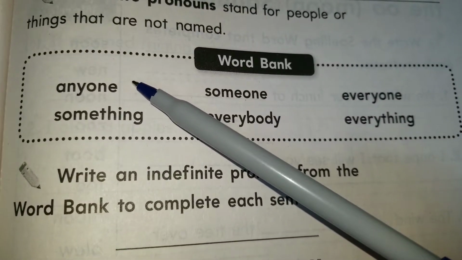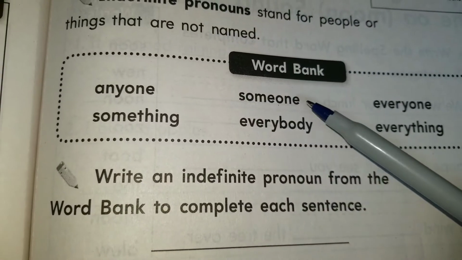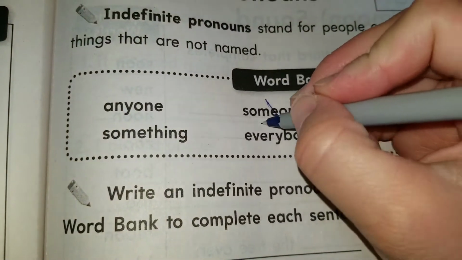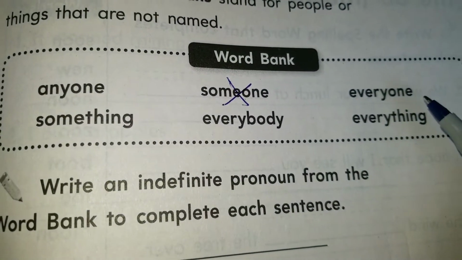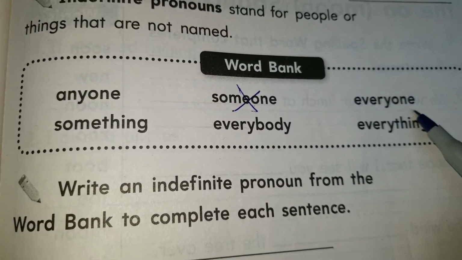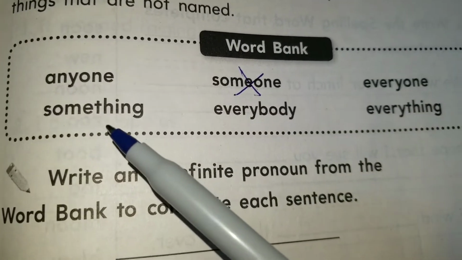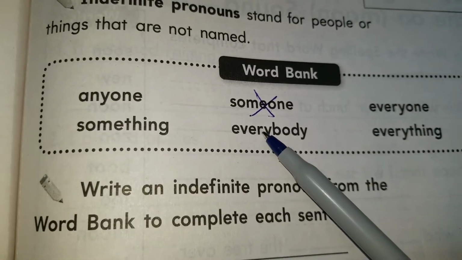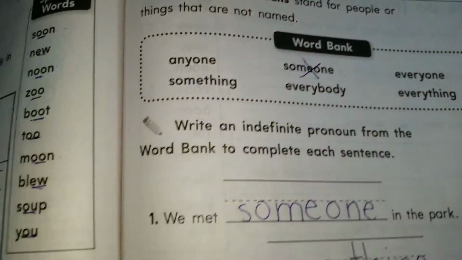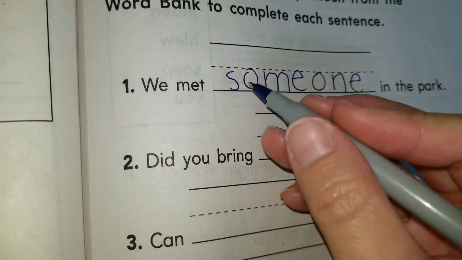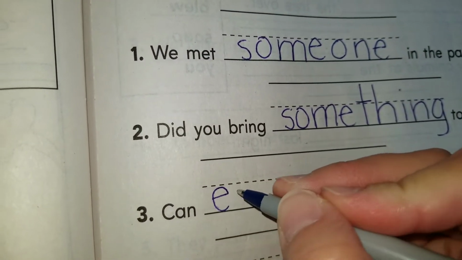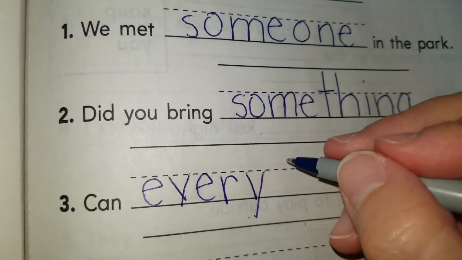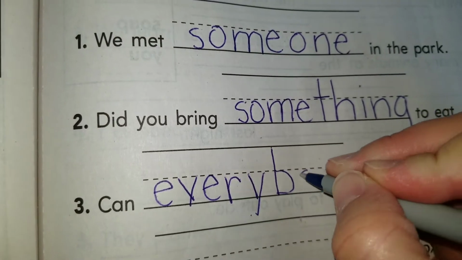Does that one make sense? Yeah, it makes sense. Can someone pick apples with me? But we already used someone. So how about if we cross it out? Because we don't want to use the same pronoun twice. Can everyone pick apples with me? Yeah, that sounds good to me too. Don't forget, we're not going to use these two because these name things. Can everybody pick apples with me? I like everybody best. So we're leaving the some behind and we're going to every now. Every is the first part of the word. And then body is the second part of the word, right?